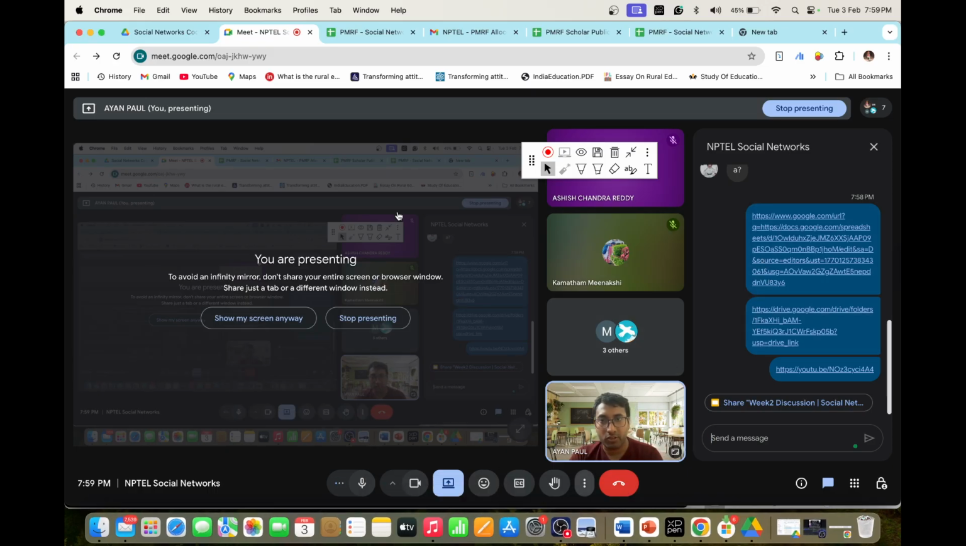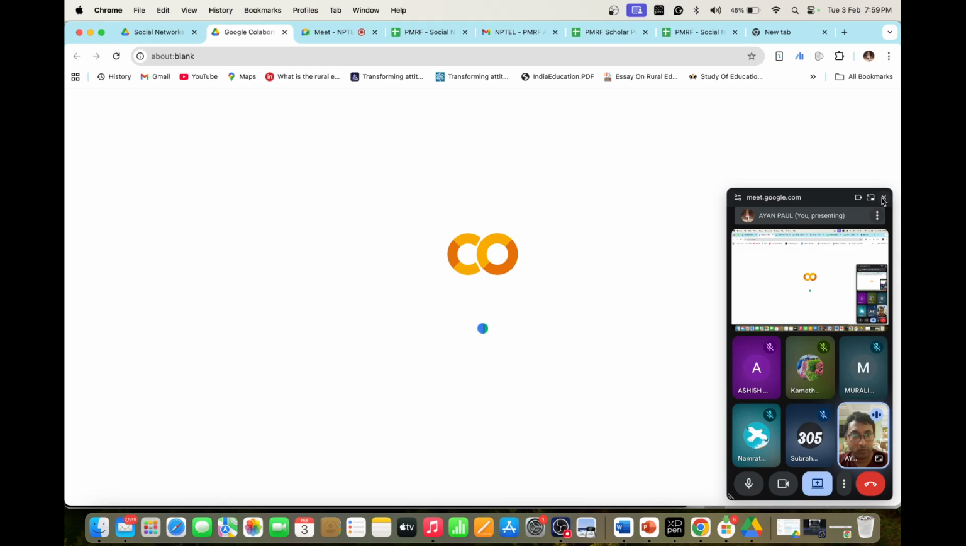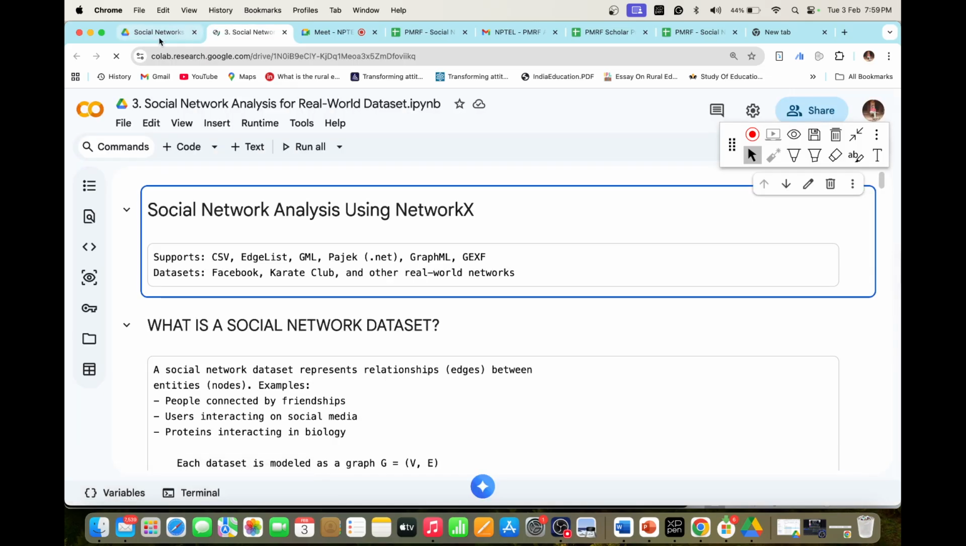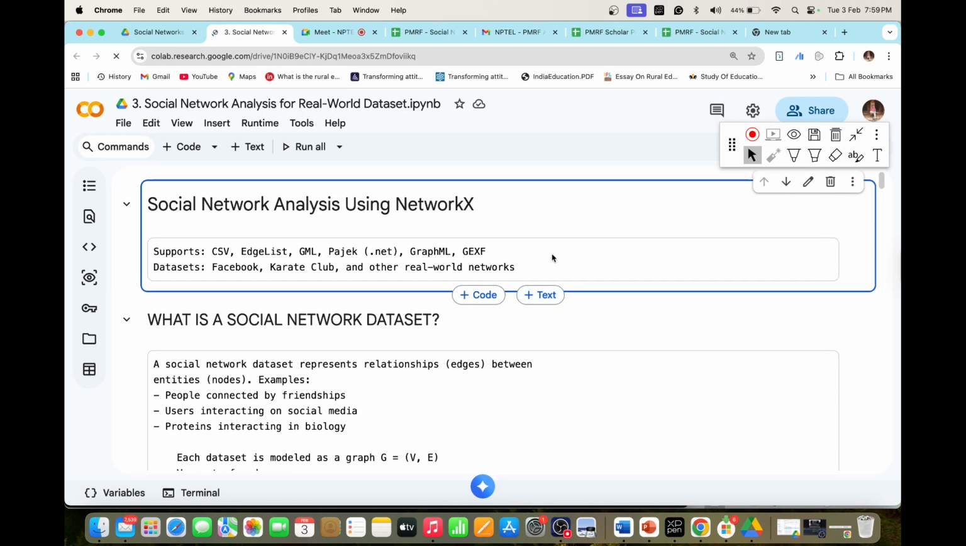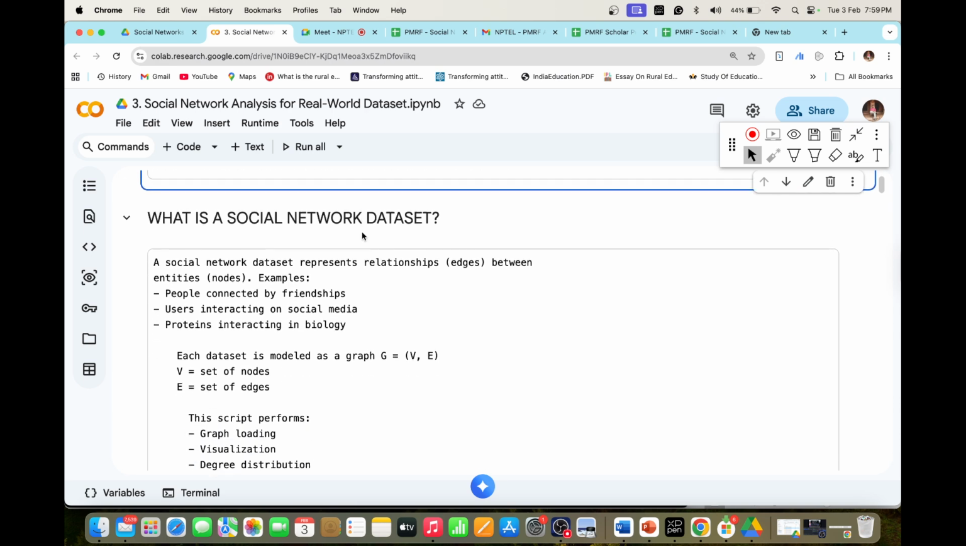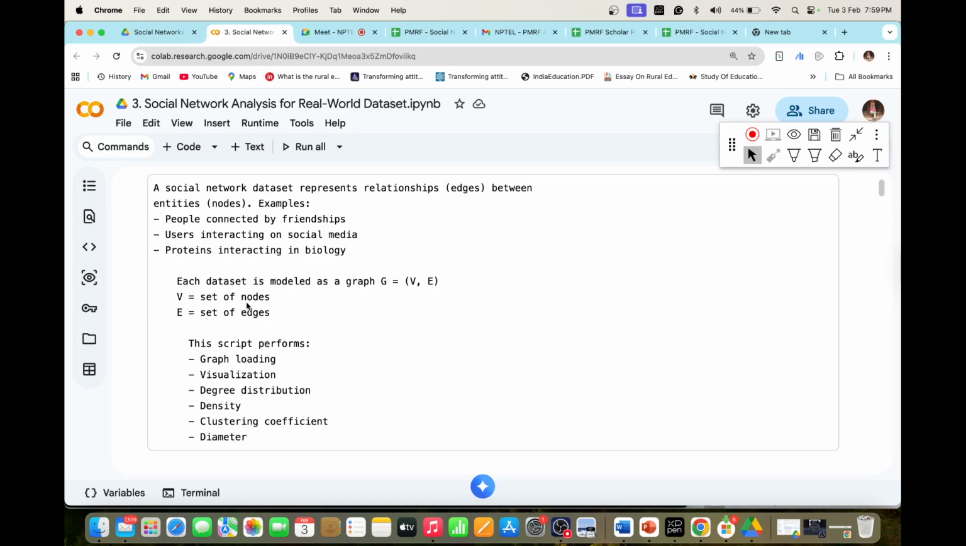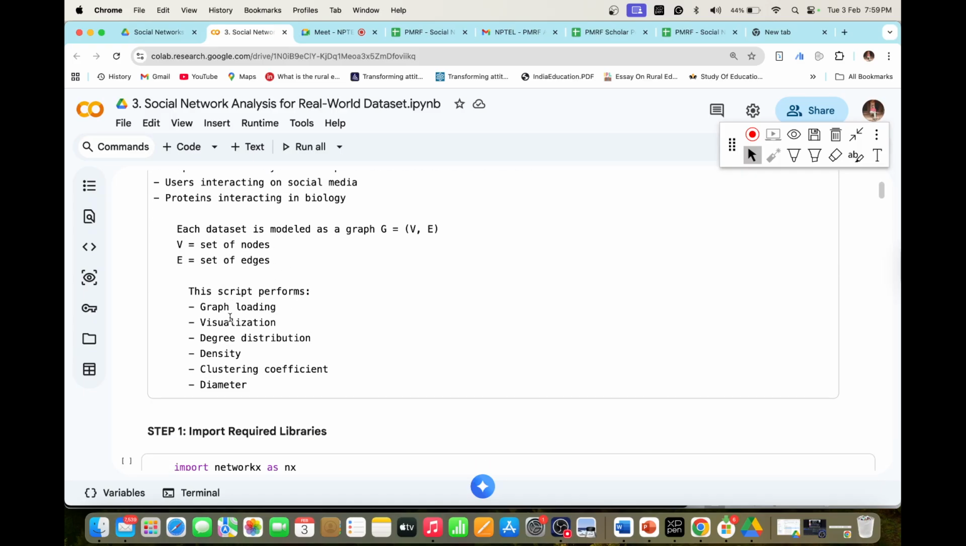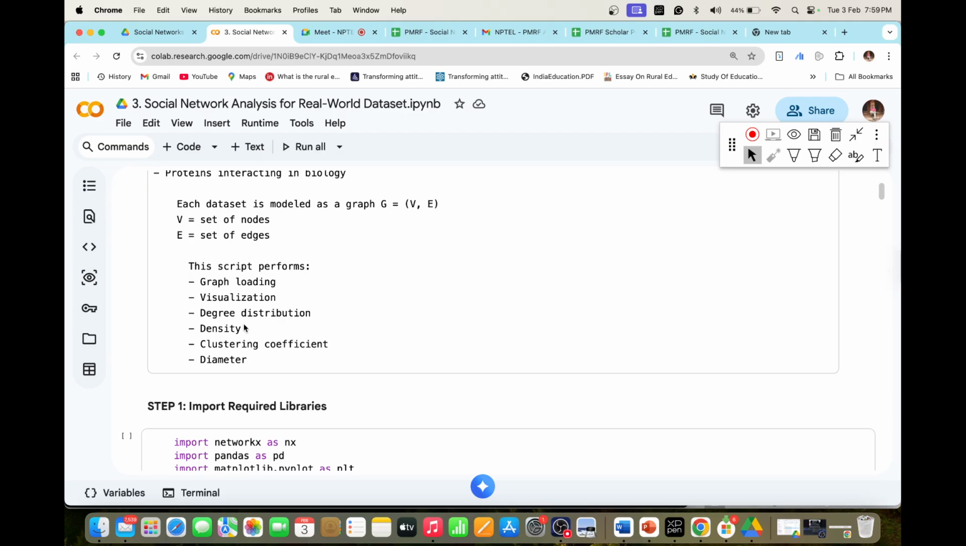So let me show you some of the codes, so that will at least interest you. So, social network analysis using NetworkX we have done. It supports all these file formats: CSV, edge list, GML, .NET, GraphML, GEXF, and datasets like Facebook, Karate Club, and other real-world datasets. So what is a social network dataset? V is the set of nodes and E is the set of edges. The scripts perform graph loading, visualization, degree distribution, density, clustering coefficient, diameter, etc.